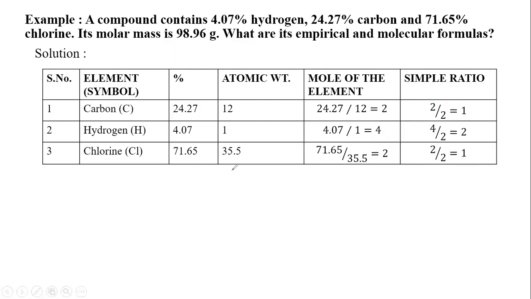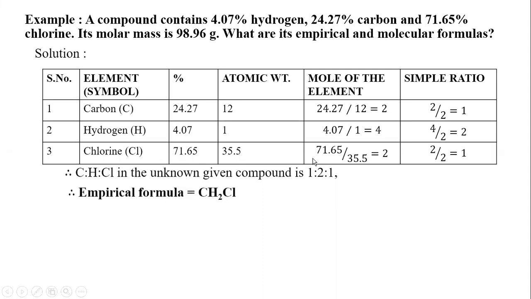Now these simplest ratios obtained for carbon, hydrogen and chlorine: the ratio of carbon came out 1, the ratio of hydrogen came out 2, and that of chlorine is 1. So the formula will be CH2Cl, which will be the empirical formula. So in this manner we can obtain the empirical formula CH2Cl.